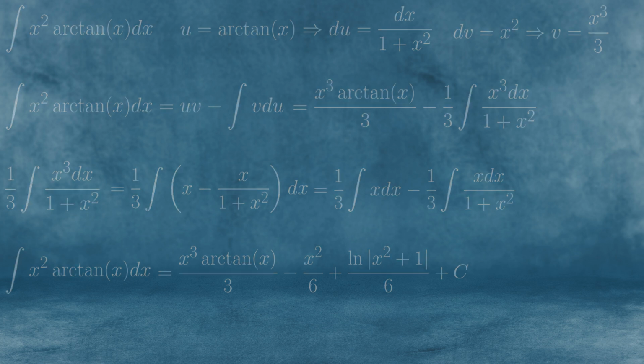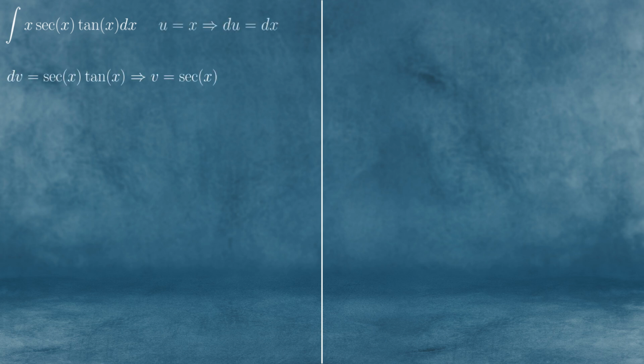Now let us consider the integral of x times secant of x times tangent of x dx. Notice that we know the integral of secant of x times tangent of x dx, which is equal to secant of x. So this is a very good candidate for dv. Thus, we can take u equals x for simplifying the original integral.